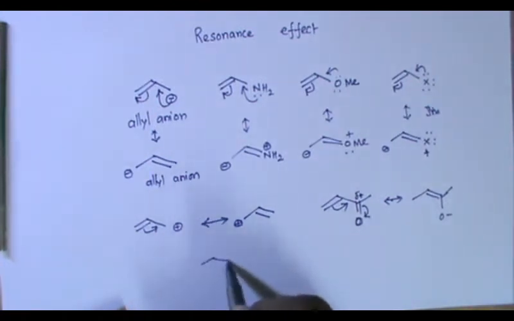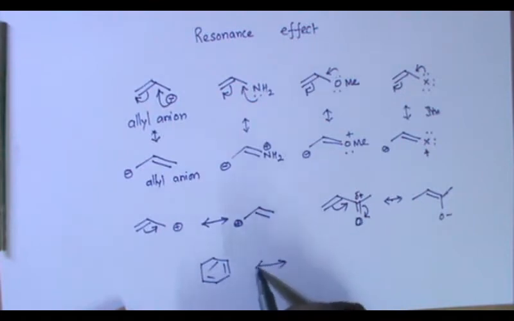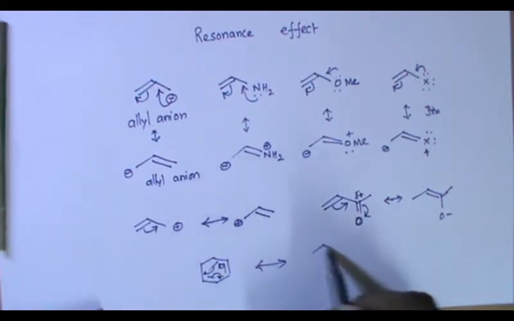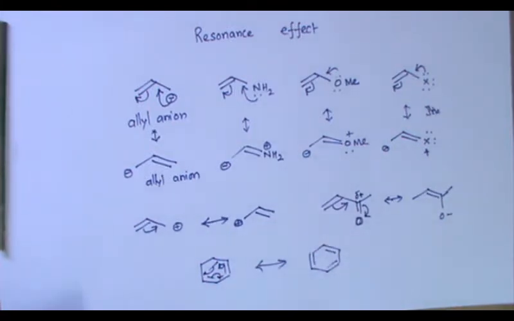The last one is a conjugated system like this, benzene. You may be very familiar with this. So there will be resonance between this double bond to give another structure.